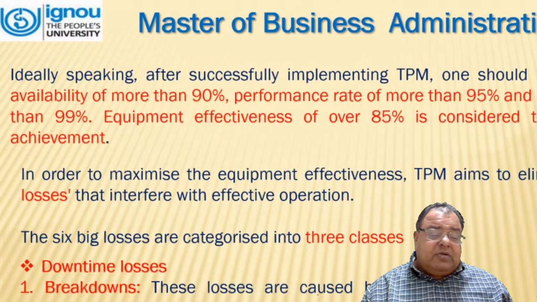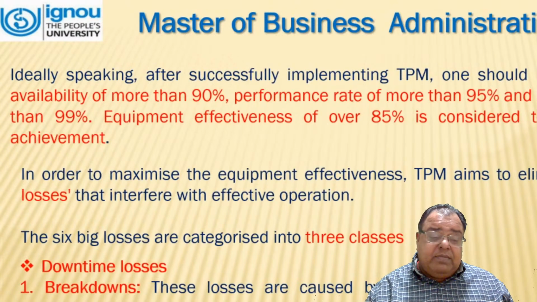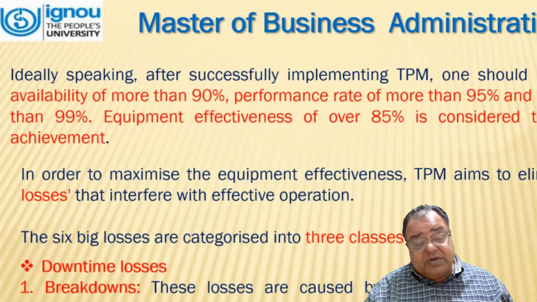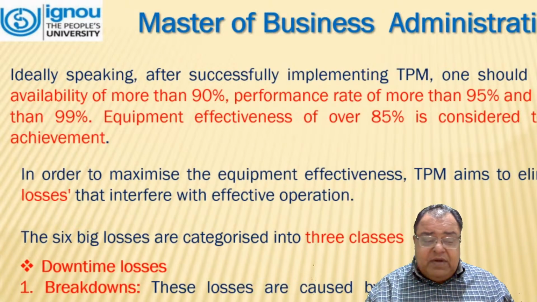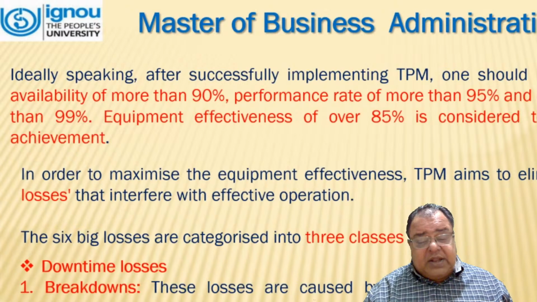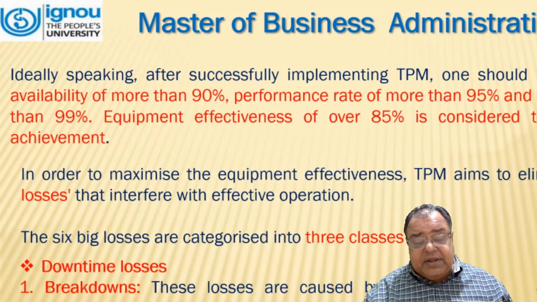These six big losses are categorized into three classes. The first one is downtime loss, which includes breakdown. These losses are caused by unexpected breakdowns. Second one is setup and adjustments. These are the downtime losses due to the setup and adjustments, such as changing dies in press machines and injection machines and adjusting the equipment, etc.